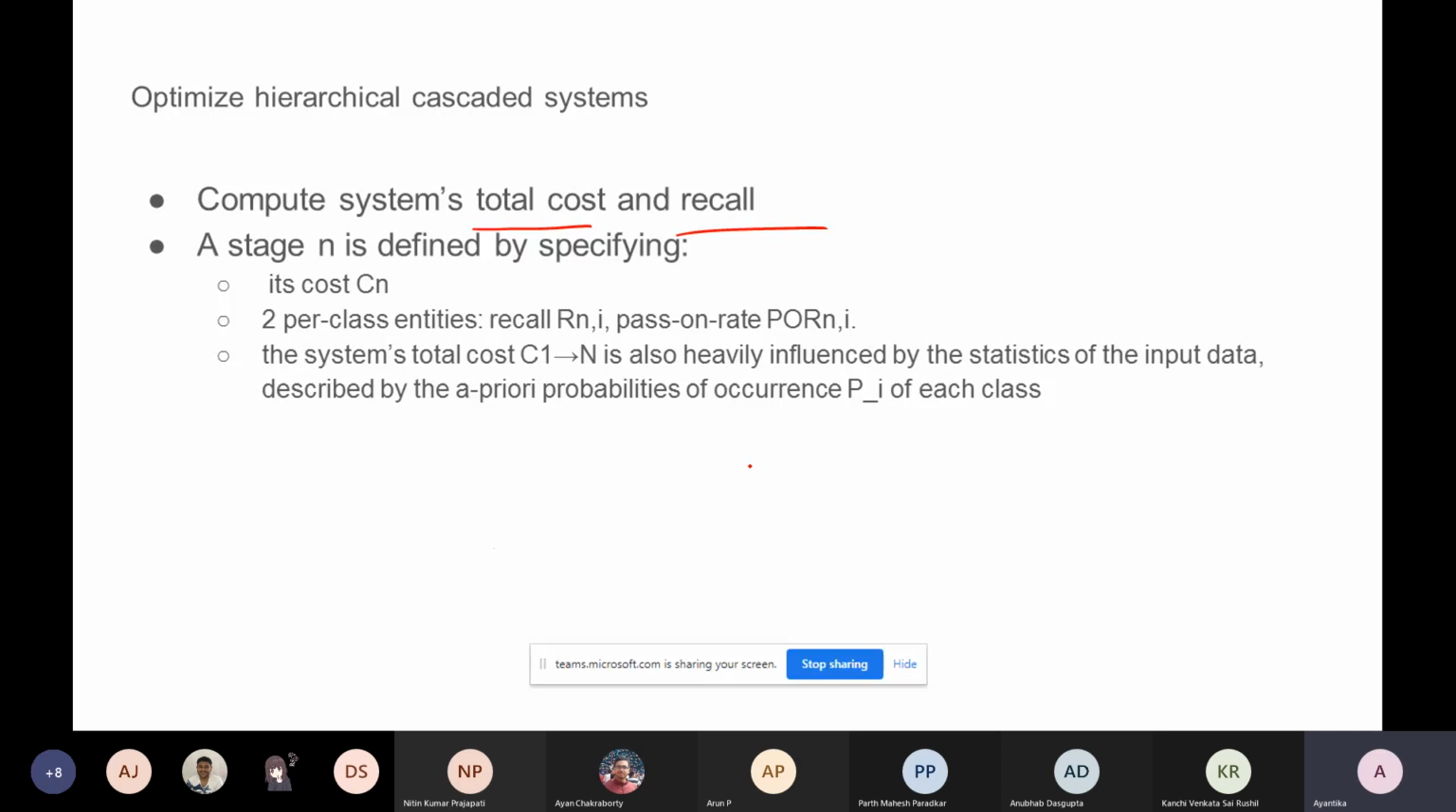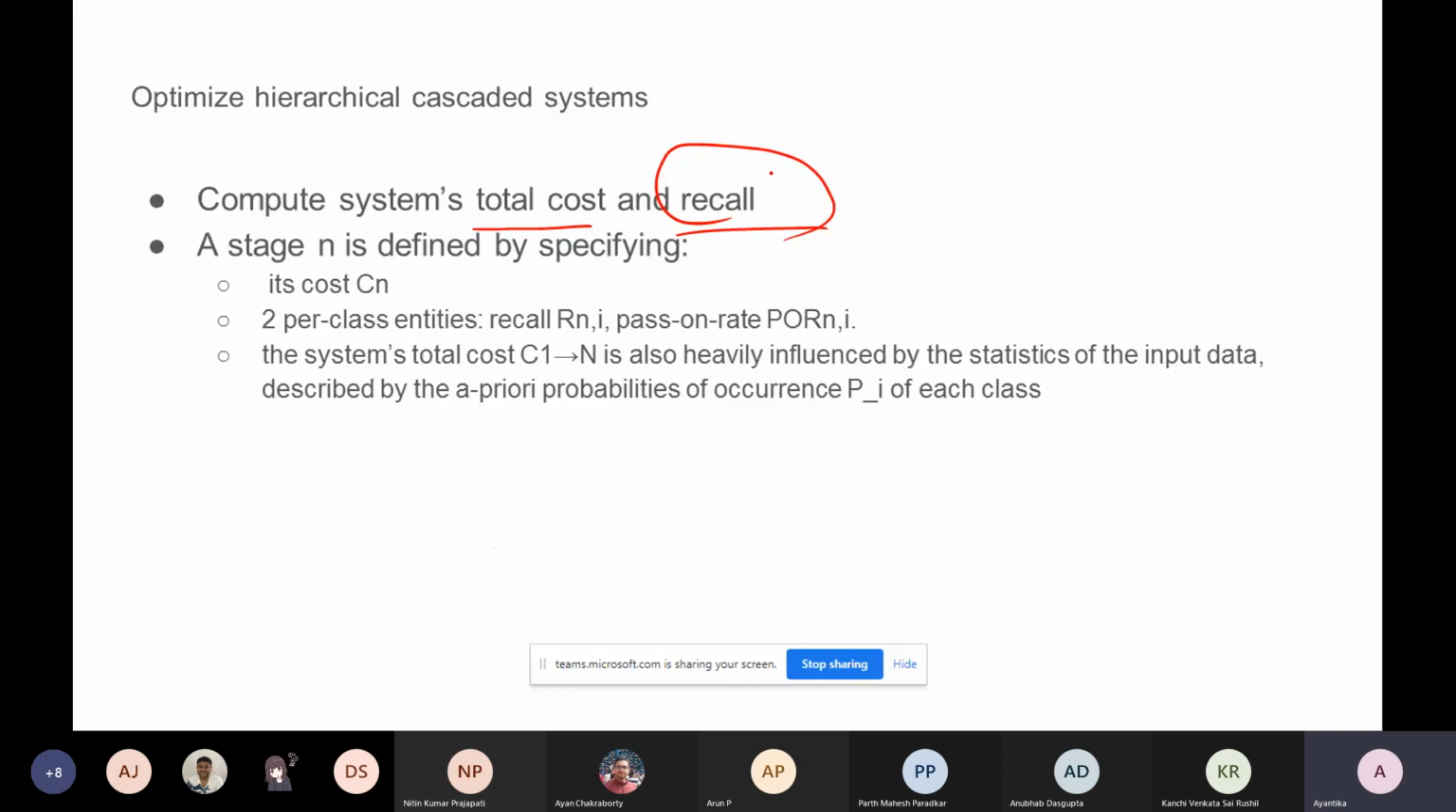That way you are trying to maximize the true positives, but you are trying to restrict the number of members in the pass-on class, so that you can restrict the number of operations in each and every stage, and that way restrict the energy consumption. But whatever you do, you don't want to compromise on the recall, accuracy or precision of your design. Okay.